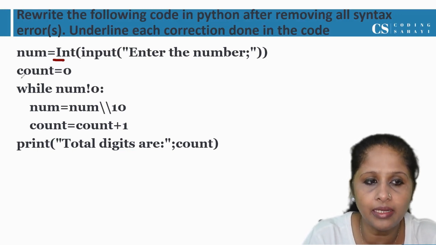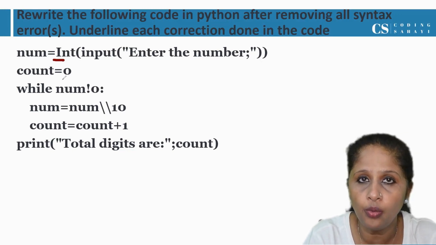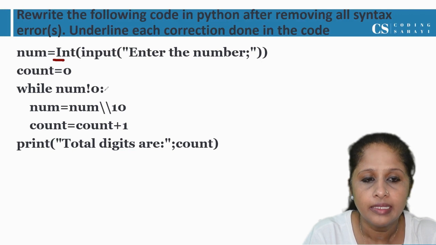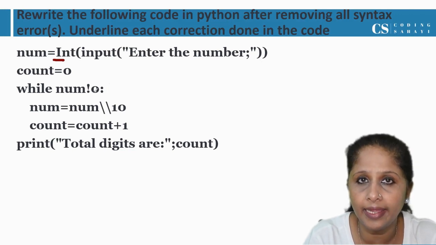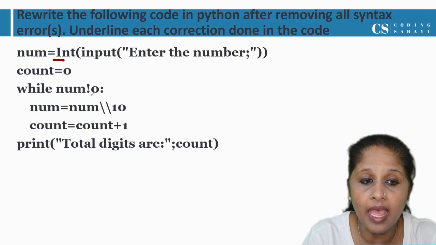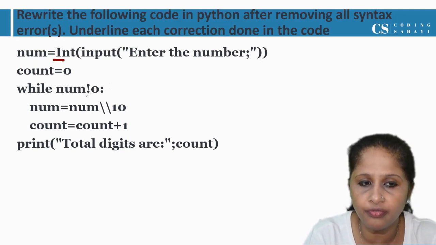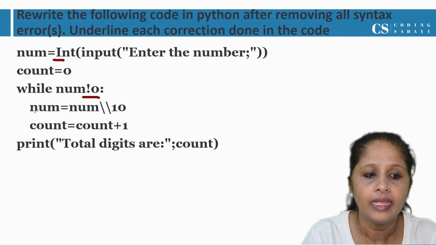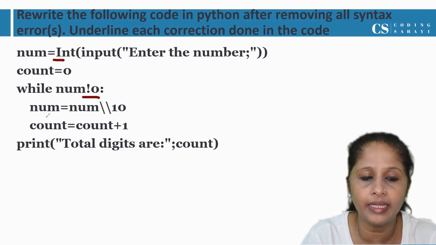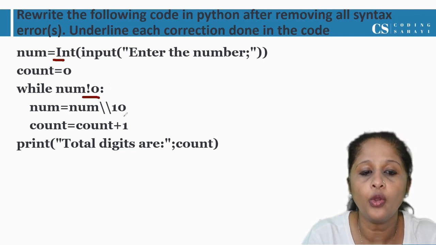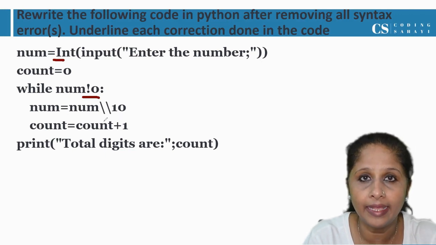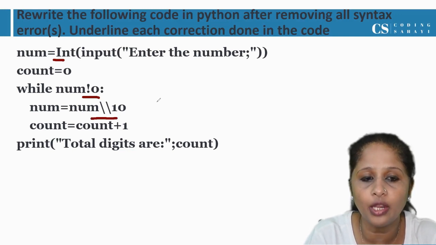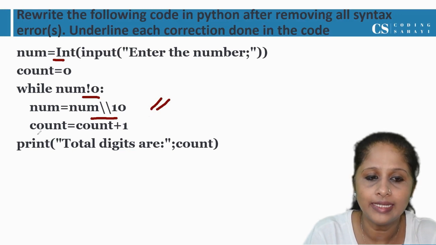Then coming to the next line, I have written count = 0. Is there any error? No. Then while num not 0 colon. Is there any error in this line? Yes, while num not equal to. Here instead of that I have written not. Okay, so that is the error in this line. Then here indentation is proper. Then num = num floor division 10. Is there any error in this line? Yes, there is an error because the floor division symbol is not this one, it is this one. So that is the error here.